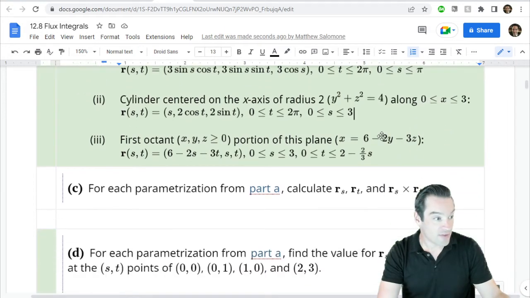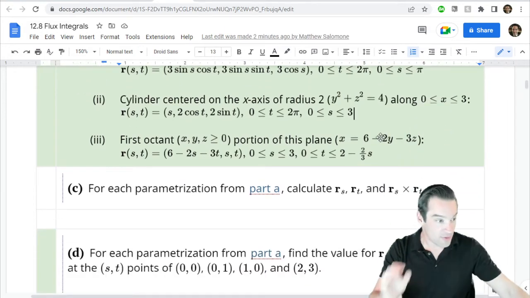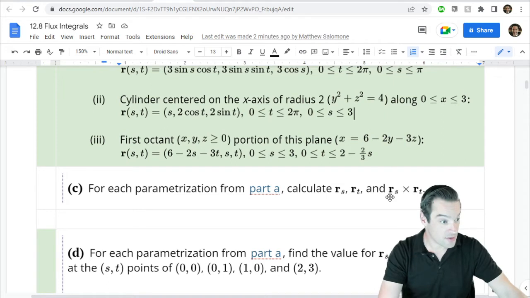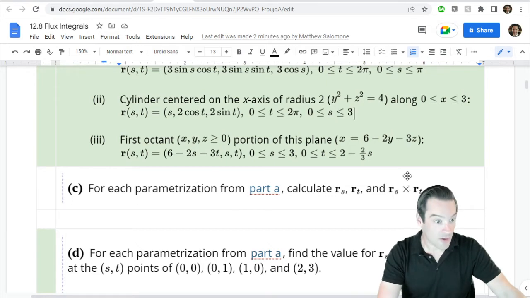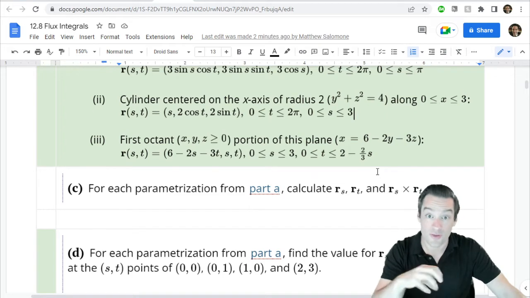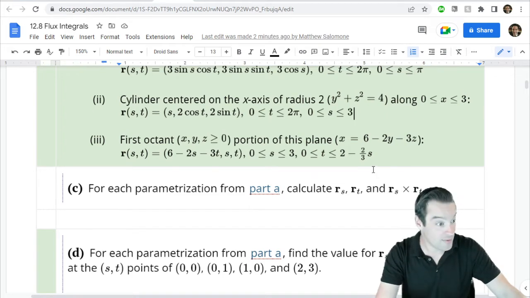And so in part C, what you're being asked to do is to compute the curves, which are the trace lines defined by these parameterizations on our surface. And those are the derivatives of these parameterizations with respect to s and t, respectively. And then the cross product of those to find an equation for what we might call a normal vector field to our surface, because it's a bunch of normal vectors, one at each different point on the surface, which is defined by our different values of s and t.